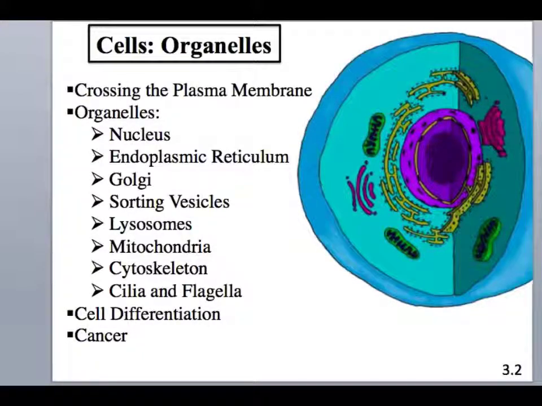Hello, students. We are in Module 3 of our online hybrid anatomy course, Exploration Adventure, and today we are going to talk about cell organelles and cell differentiation and just a teensy bit about cancer and how it comes about.